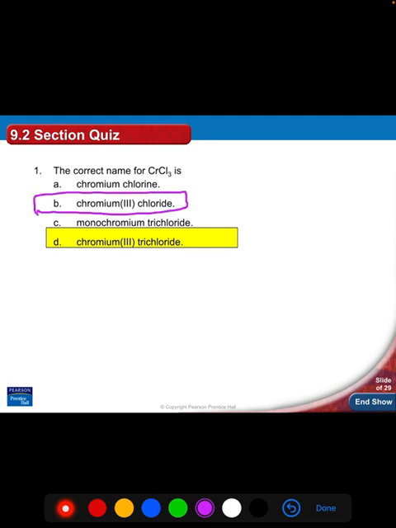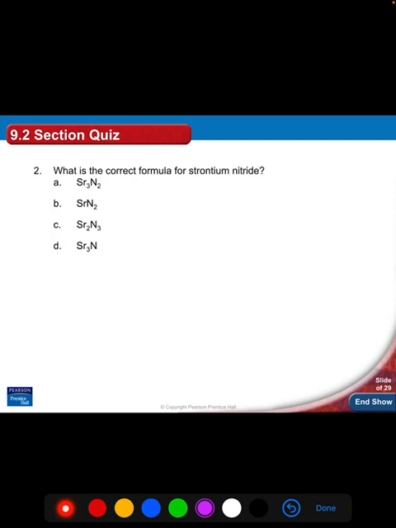Because you don't have to put the tri in there like you do when we'll get to some compounds later, because it's the only way it'll work. If you have chromium 3, you're going to have 3 chlorides, and this is the only possible arrangement. So we don't add the tri. I don't know why that was a yellow box. For strontium nitride, strontium is a group 2 metal, so it's +2, and nitride is -3. So you're going to need strontium, 3 of those, and nitride, you're going to need 2 of those. So my answer here would be A.